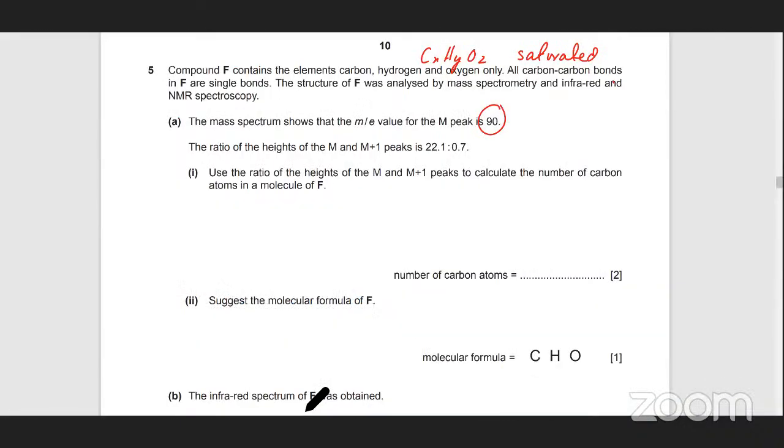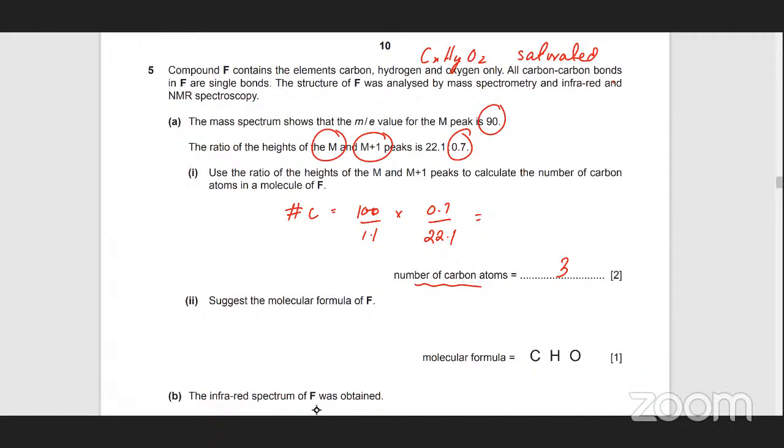Coming back to the question, सबसे पहला काम है is given you the m+1 peak. तो वो formula लगाओ, figure out the number of carbon atoms. Can somebody do that? Tell me the number of carbon atoms. Formula is 100 over 1.1 into m+1 height, which is 0.7, divided by the m height, which is 22.1. Sir, it's 2.88, which I'm guessing you can round up to 3. Okay, so you're going to round it off to 3.